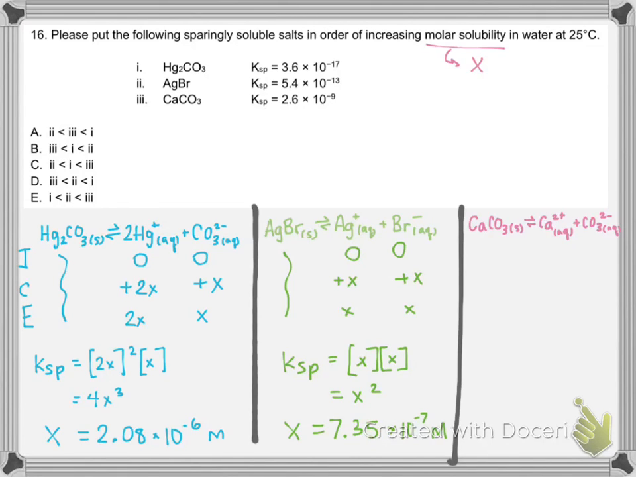And then we'll do the last one, which is the calcium carbonate. 0 to begin, plus x, x, x. So we'll say KSP is going to be equal to x from the calcium times x from the carbonate, which simplifies to x squared. And we can use our calculators to solve and get a molar solubility of 5.1 times 10 to the minus 5 molar.